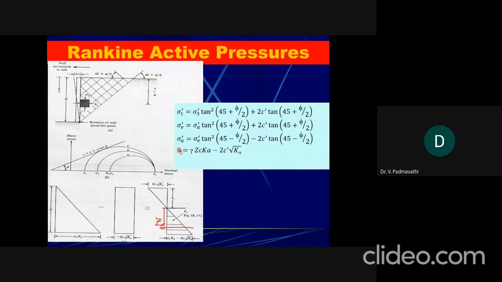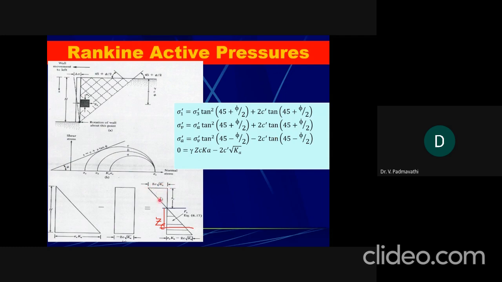Or you can just say the lateral earth pressure is 0, where the lateral earth pressure will be 0, that you can obtain from this. So if you are taking the Z value at ground level, if Z is equal to 0, that means the first term will become 0, and the lateral earth pressure is minus 2c under root Ka. So then you will be left with minus 2c tan (45 minus phi by 2), that is minus 2c root Ka. So that is given here, minus 2c root Ka.